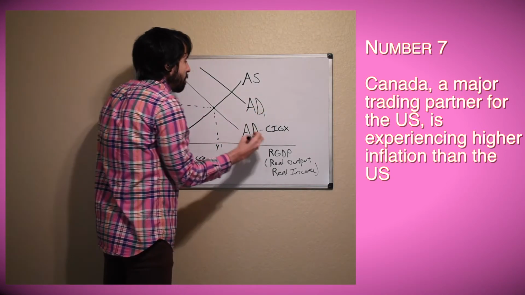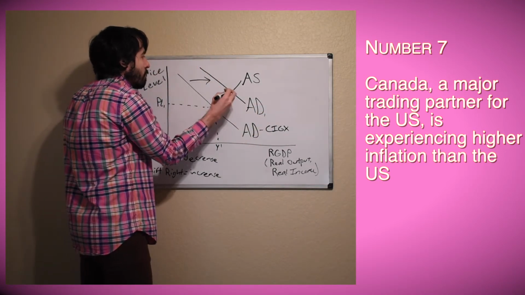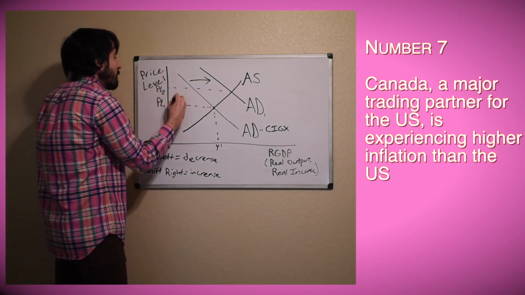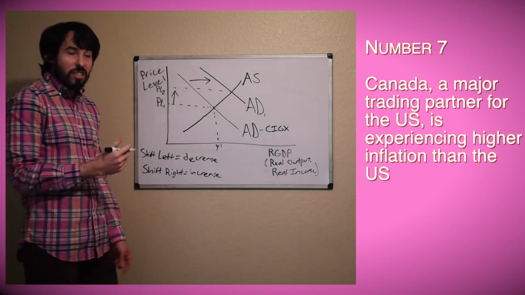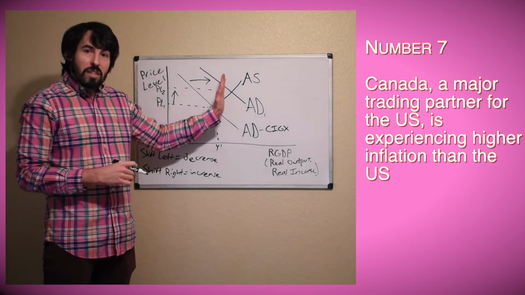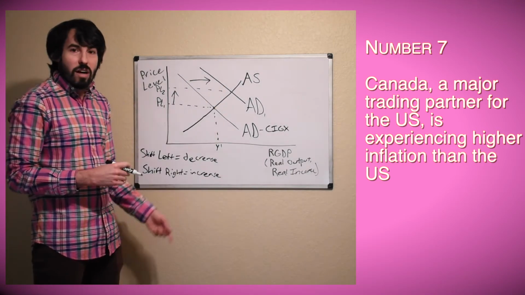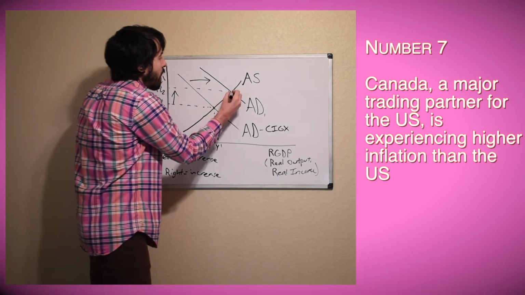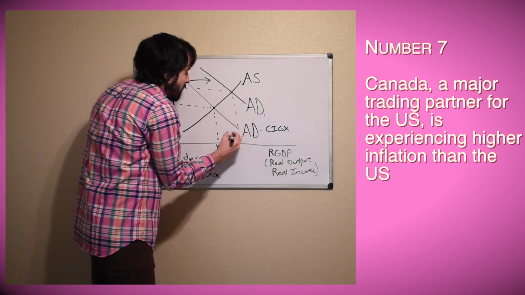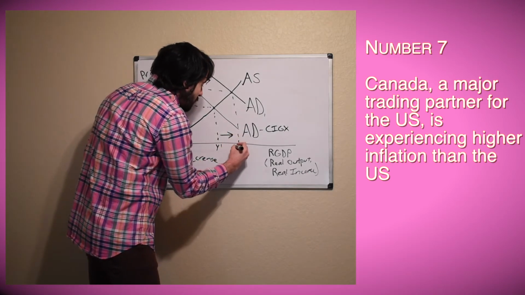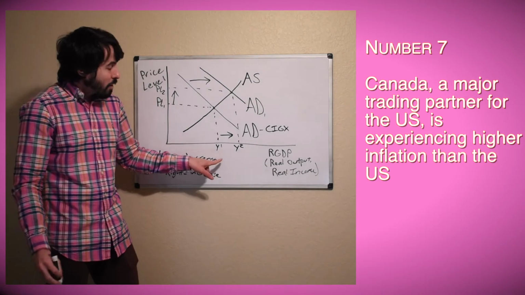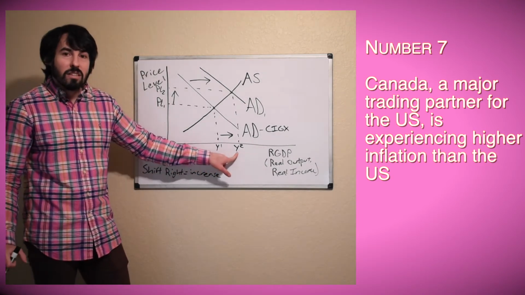Aggregate demand goes up, showing a rightward arrow, showing that we had an increase. Our price level has increased as well. We are experiencing inflation. So Canada's prices being higher has caused our prices to go higher. They've driven our prices up by coming over and buying all of our stuff. And then our real GDP is going to increase. So our output is increasing, and at the same time, that also means that our real income is increasing.